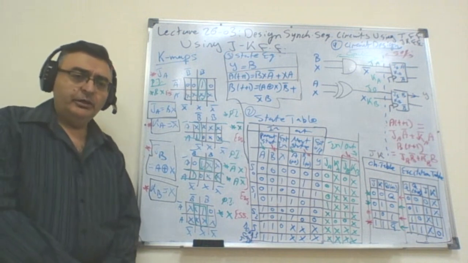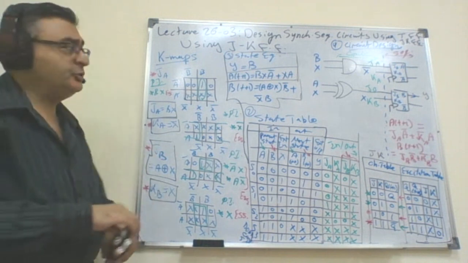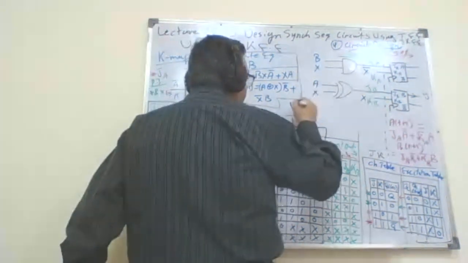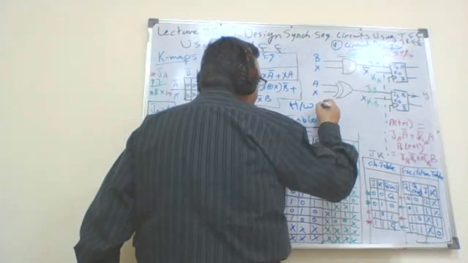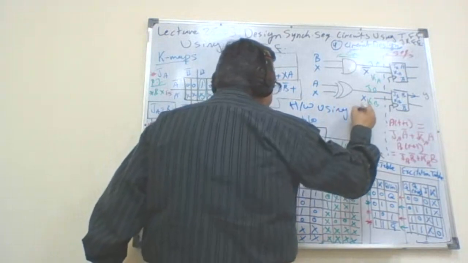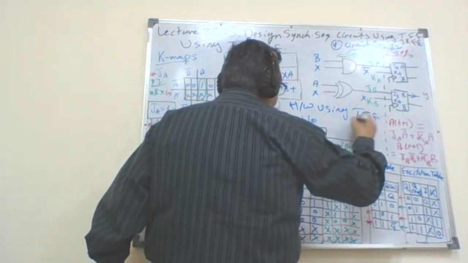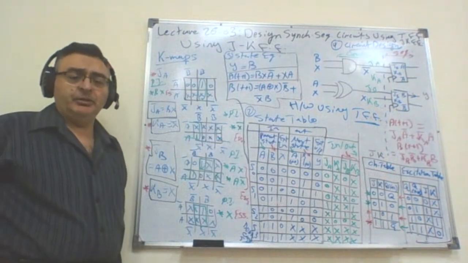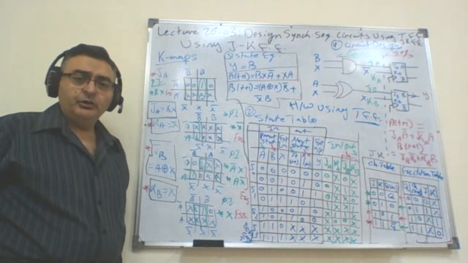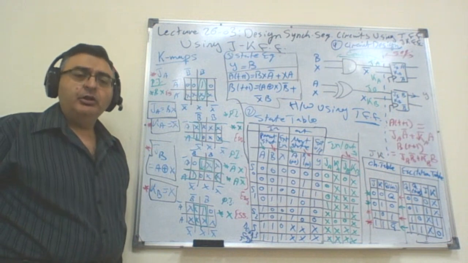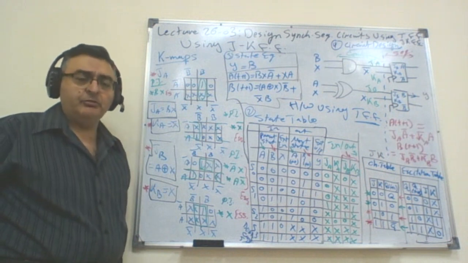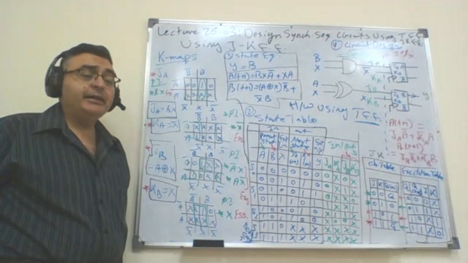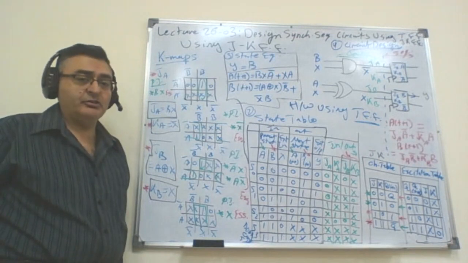You can actually, let's do it as homework: design using T flip-flop. T flip-flop also needs the excitation table. It is in our textbook. You go and check the excitation table. We will mention how the excitation table for T flip-flop has been developed, and we will design one circuit using T, but not this example.